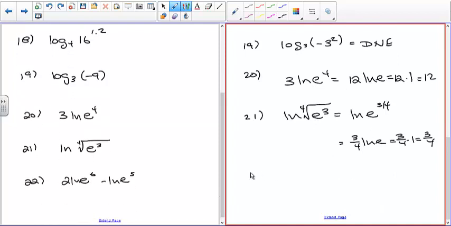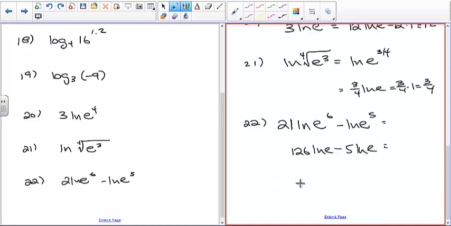22. Let's see what we need to do with that one. 21 e to the natural log of e to the 6th minus the natural log of e to the 5th. So again, you could take the 6 out and multiply it. So 6 times 21 is 126 natural log of e, minus, and again bring the exponent out, 5 times the natural log of e. But the natural log of e is 1, so you get 126 times 1 minus 5 times 1, which is 121.